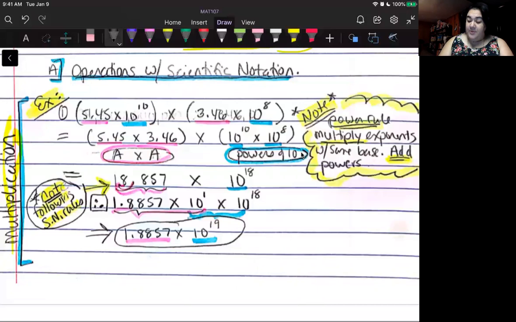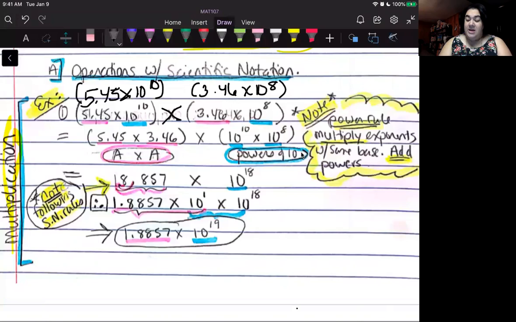5.45, and I'm just going to rewrite it here since it's a little hard to see in the notes. 5.45 times 10 to the power of 10. That is my first number. And yes, we put it in parentheses so as not to get it confused with this times. And the other number we're going to work with is 3.46 times 10 to the power of 8. Okay? So as you see here, we work with the A's first. So my A's are 5.45 and 3.46. So that is what I'm going to multiply, A's times A's.